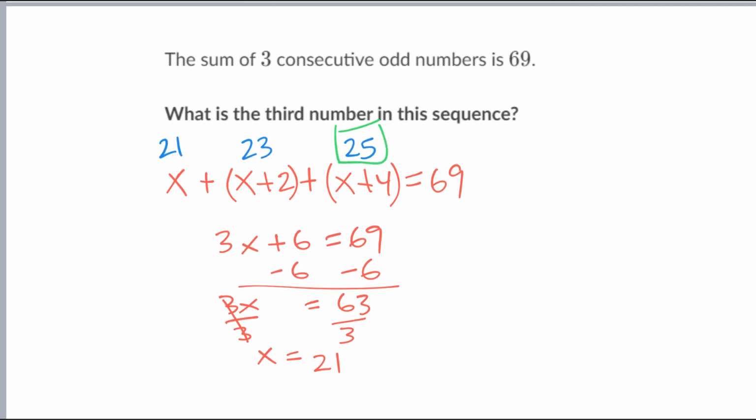That's how you solve these consecutive number problems and figure out which one is the correct one in the sequence.